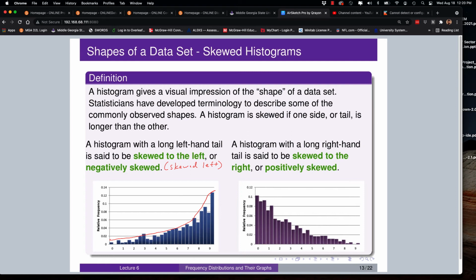I'll sketch something out. But skewed to the right, or positively skewed, means that the tail of your histogram is longer on the right, so it's more spread out or falling off more as you go to the right of the graph, or to the positive side of your graph. If you think about the x-axis, the more positive or higher the number is, the more you're going off that way. So that's positively skewed.